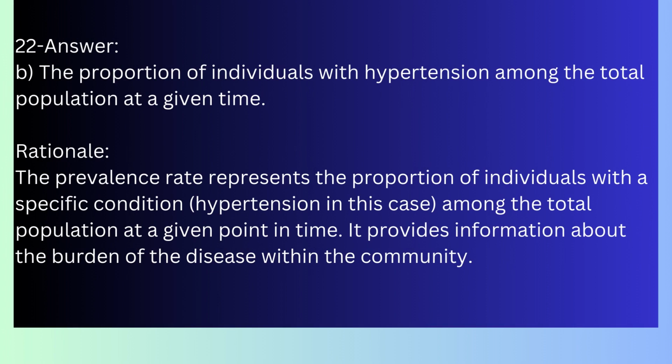Answer. B. The proportion of individuals with hypertension among the total population at a given time. Rationale. The prevalence rate represents the proportion of individuals with a specific condition, hypertension in this case, among the total population at a given point in time. It provides information about the burden of the disease within the community.